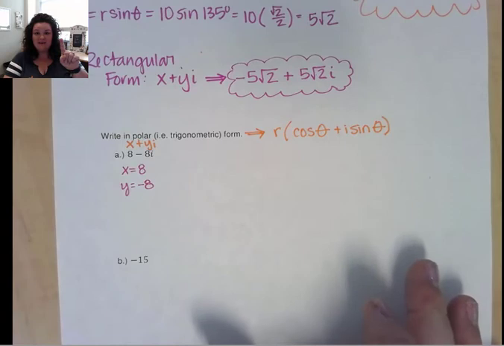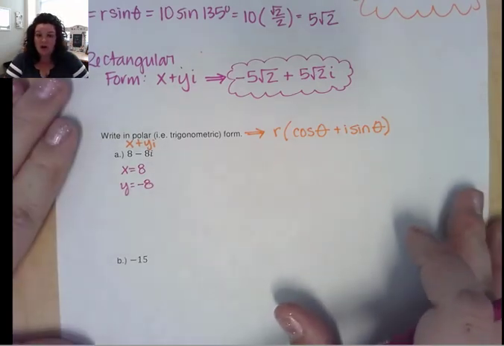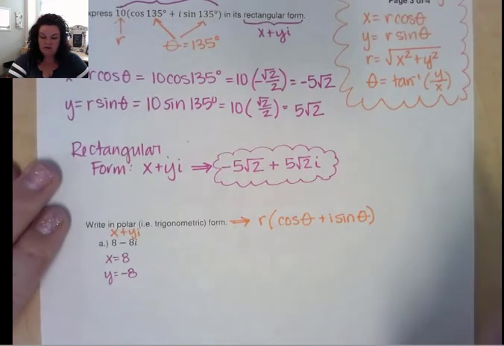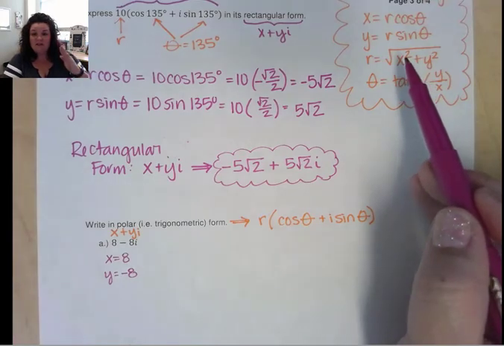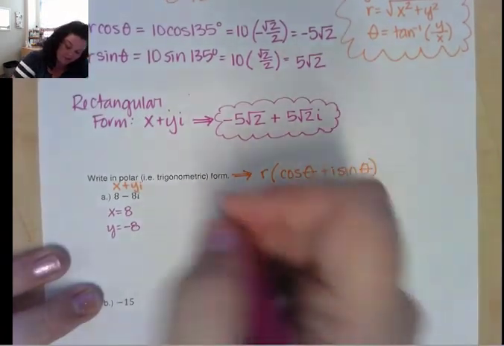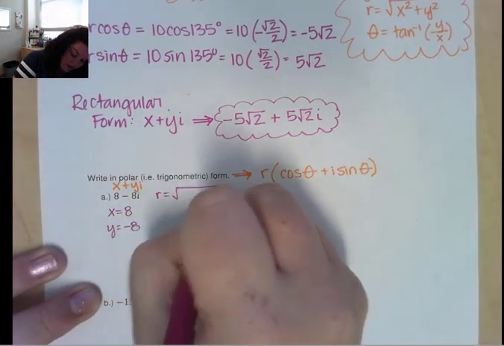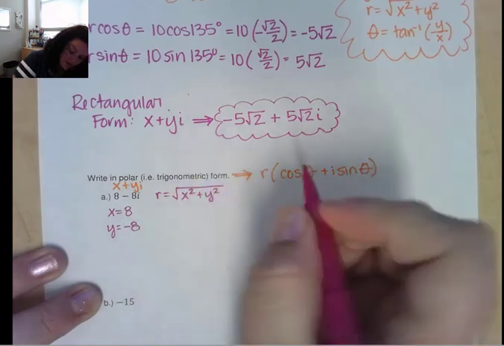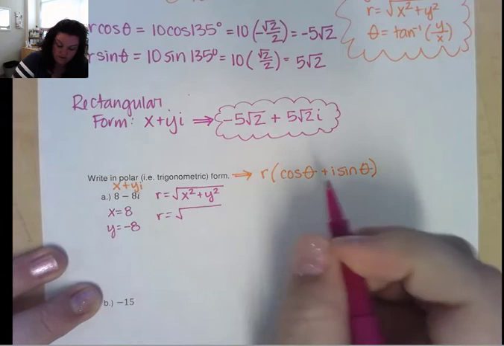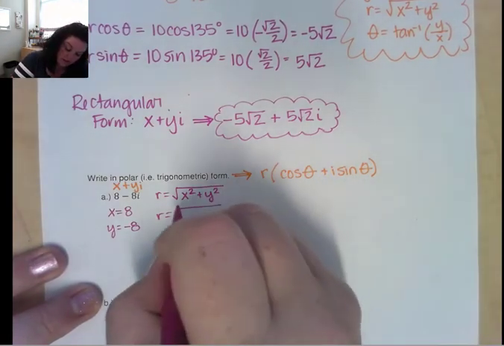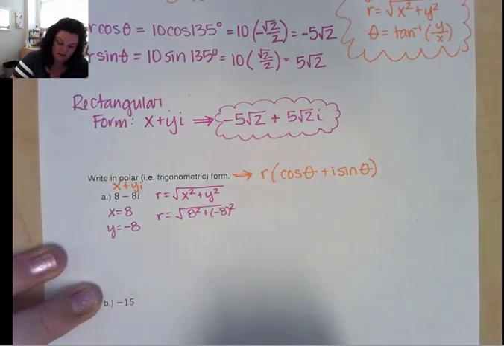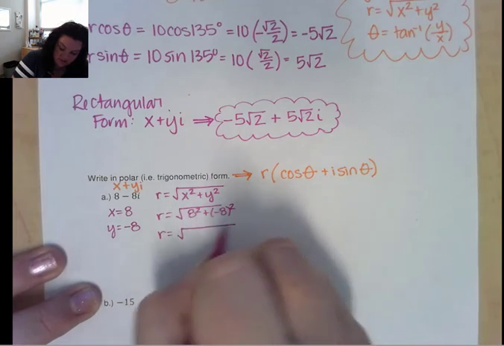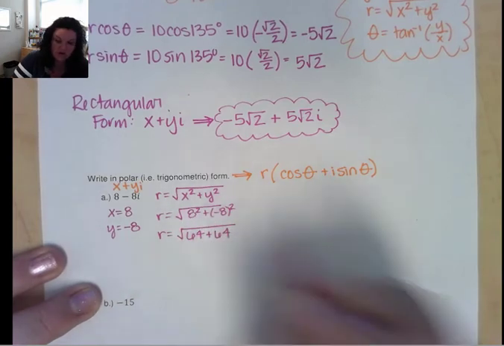So if I know what x is and I know what y is, I should be able to find r, correct? If I look back up here. Because remember, r is just utilizing the Pythagorean theorem to figure out the magnitude or the distance of that vector, right? So I can find r. r is equal to the square root of x squared plus y squared. So if I plug in my numbers, r is equal to the square root of 8 squared plus negative 8 squared, right? So r is equal to the square root of 64 plus 64.